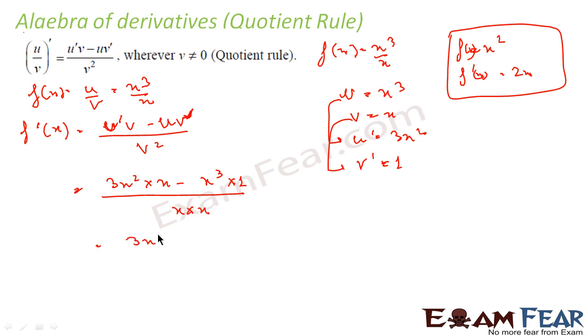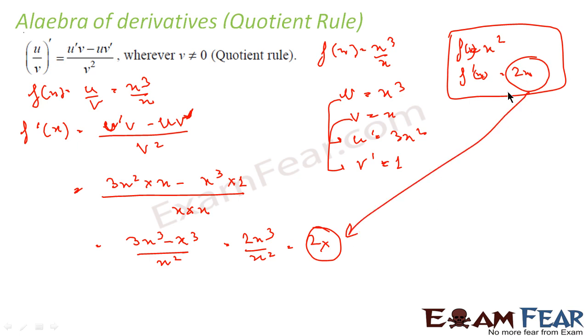So this becomes 3x cube minus x cube by x square. That is 2x cube by x square, and that is 2x. So if you see, you got the same answer, right? So what we have seen here is that you solve by any method, you get the same answer. This was just to explain the algebra of derivatives. So here we are using the quotient rule. This rule is called the quotient rule, where if you have the function in the form u by v, the derivative is nothing but u dash v minus u v dash by v square.